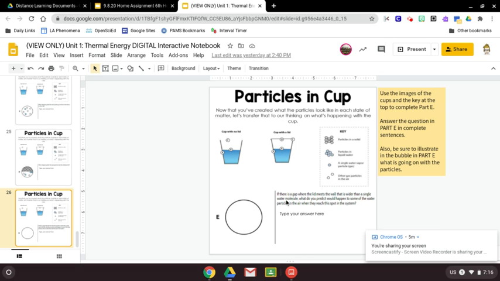So this one says that there's a gap where the lid meets the wall that is wider than a single water molecule. What do you predict would happen to some of the water particles in the air when they reach this spot in the system? So create that using this bubble.